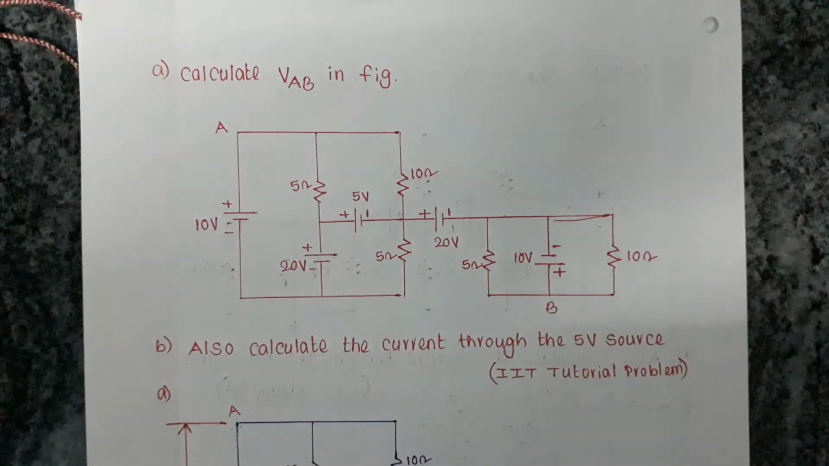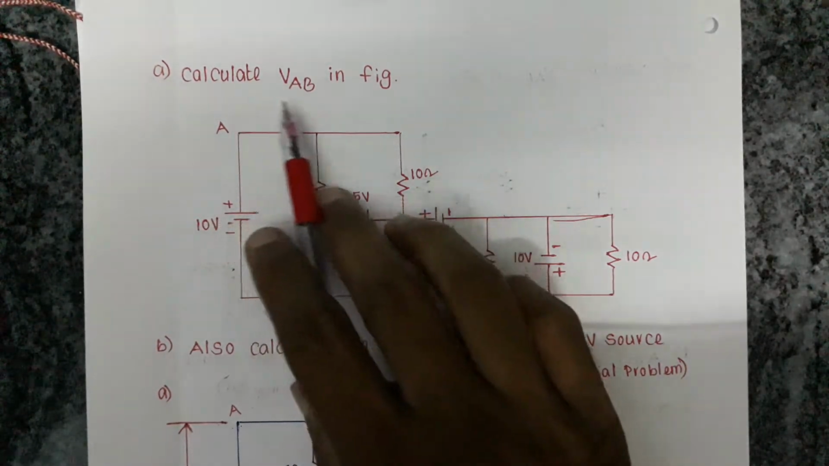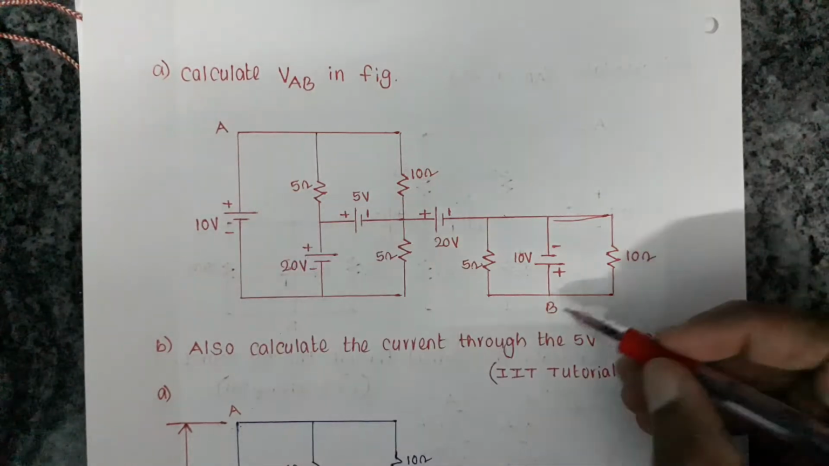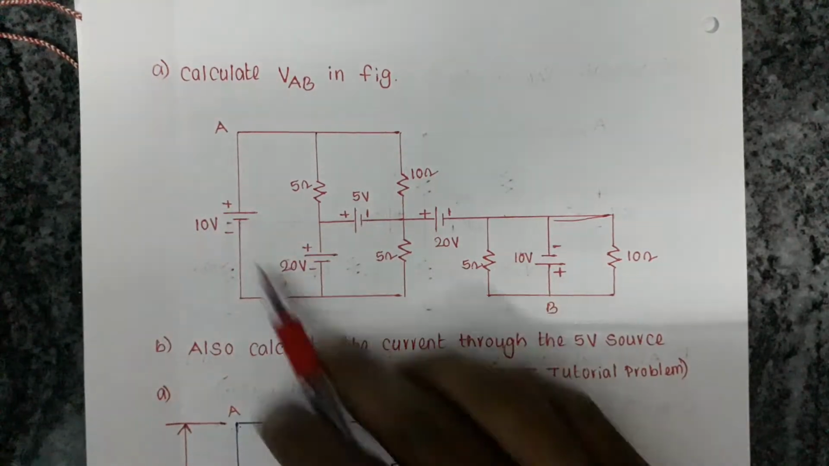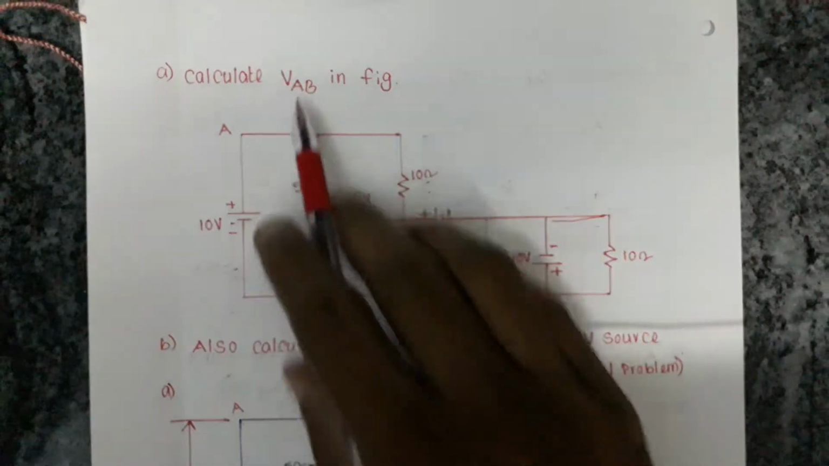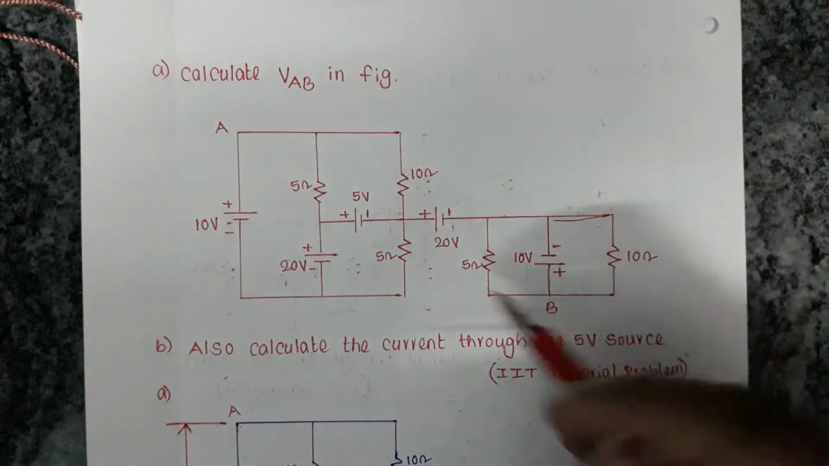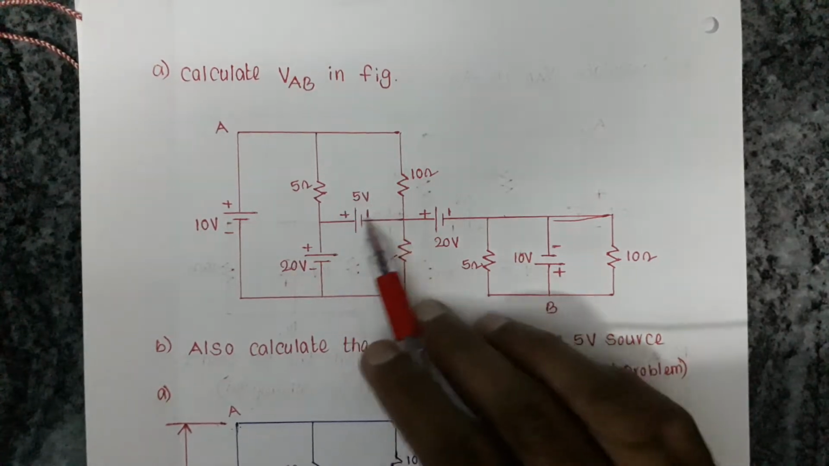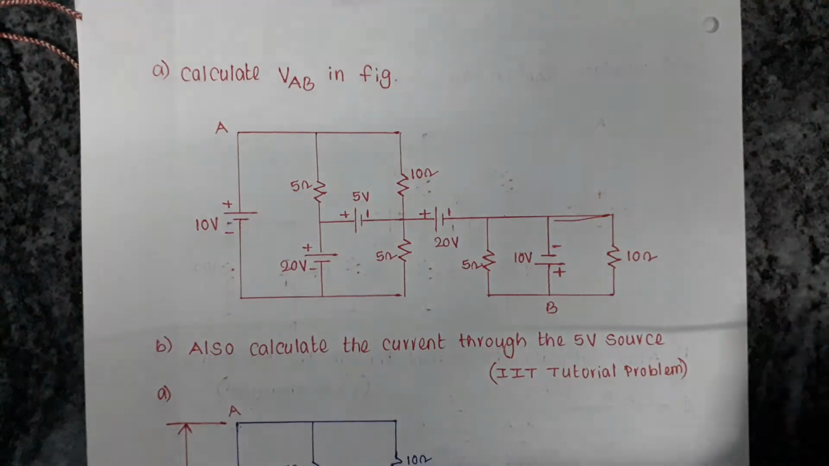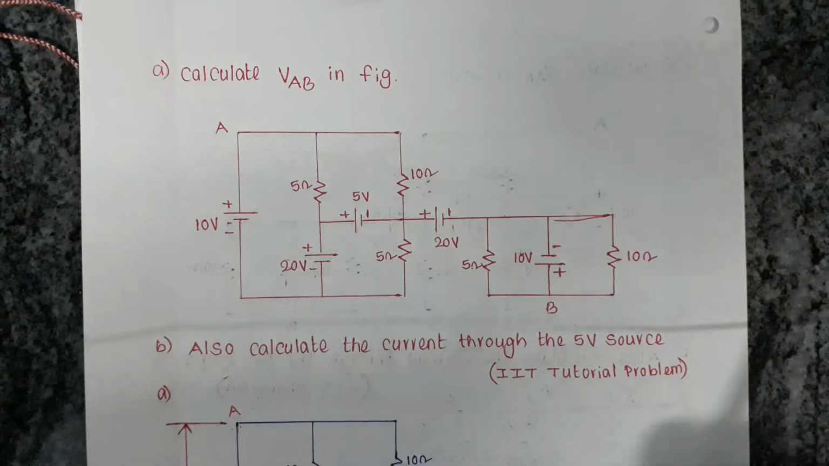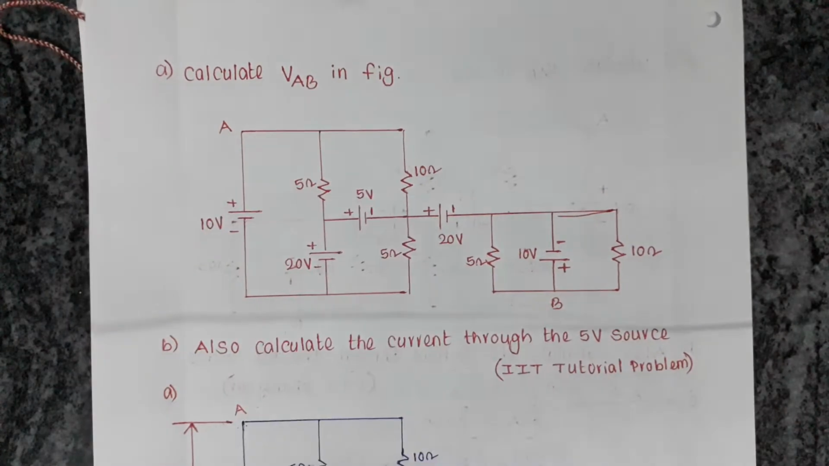It looks like a complex circuit, but it is a very easy problem. So here, calculate VAB in the figure. This is node A and this is node B, and we have to find the voltage between these two nodes, VAB, and also calculate the current through the 5-volt source. What is the current given by this 5-volt source? This is a problem taken from IIT tutorials. So the first step is, let us try to solve VAB first.